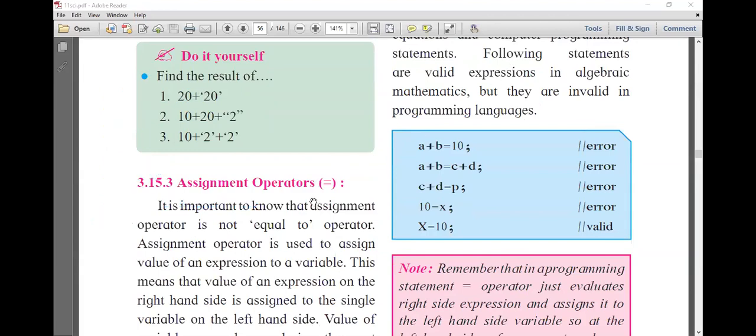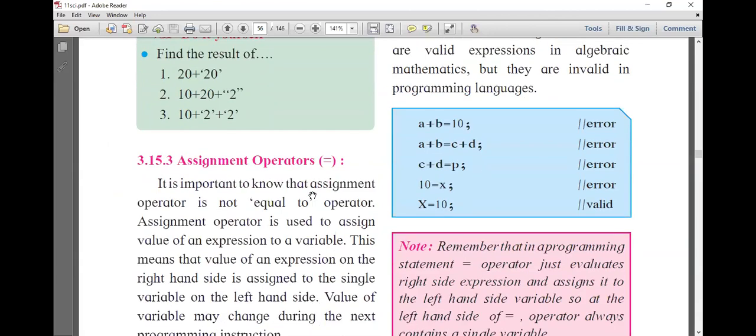Now here is the assignment operator. The assignment operator is very important. It is also called the equal to operator. What is the purpose of this operator? It assigns the value to the left hand side. It always assigns the value to the left hand side.